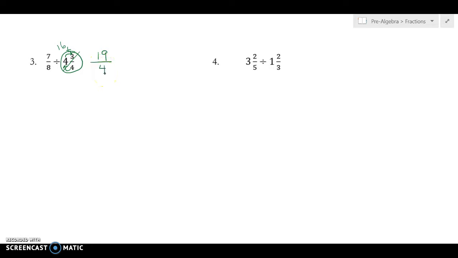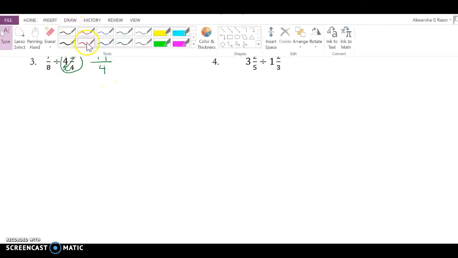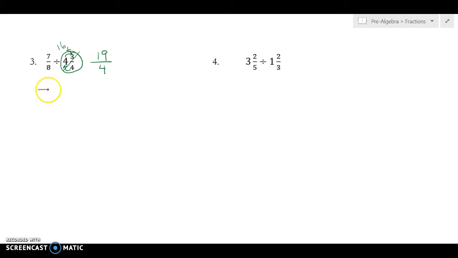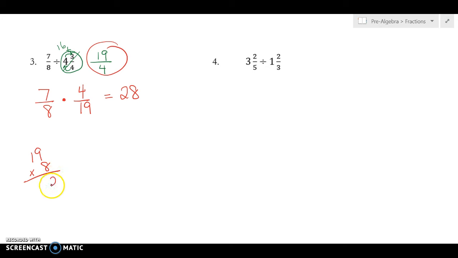All right, let's get a different color now. Okay, so the first stays the same. Change the sign to multiply, flip the second fraction. And so what I get is 28, and then I have to do 19 times 8. I don't know that. So that's 72 and 152. Okay, so I don't know what goes into both of those, but I do know that they're both even, so I'm going to divide by 2.